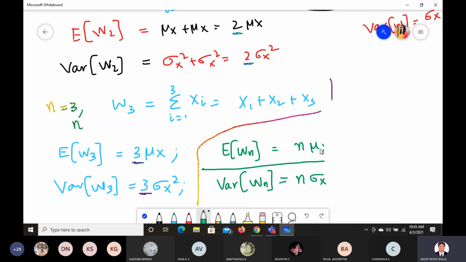Okay. So what is this? N into mu x, sigma x square. So this is what we have to understand. So this is the conclusion of this sum of independent and identical distributed thing. Now we did expectation, we did variance.